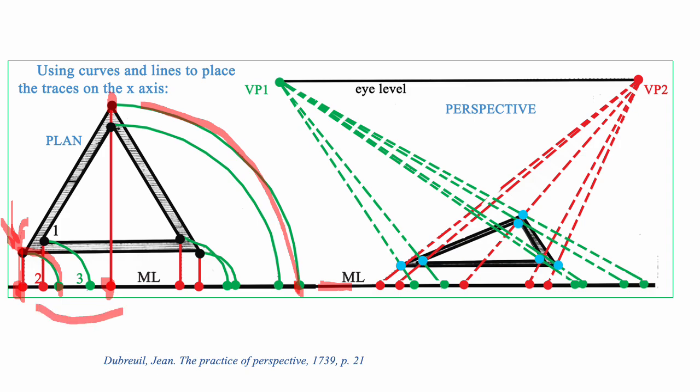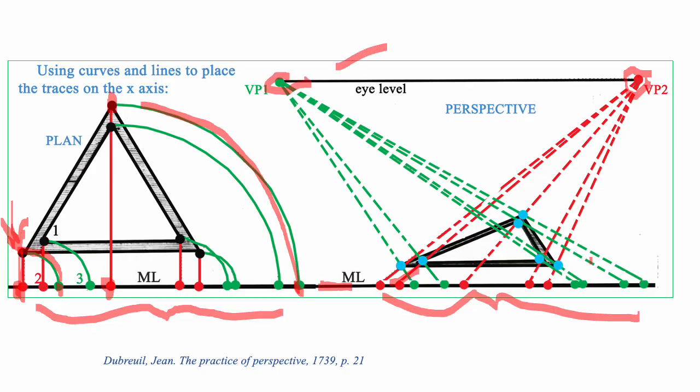So these are the traces, and I made the x coordinates in red and the y coordinates in green. And I put the traces over here. And the red ones go to this vanishing point, and the green ones go to this vanishing point. You could, of course, switch these, in which case the shape would angle in a different direction.